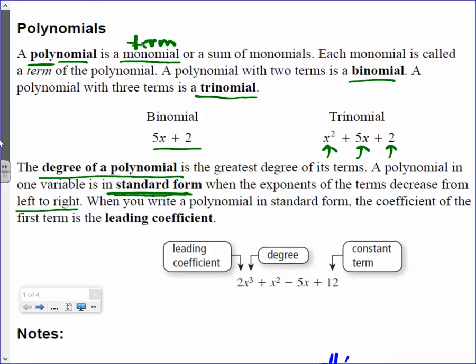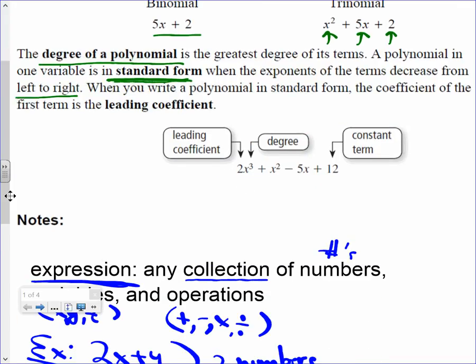But the word coefficient, check it out. The word coefficient is just a fancy schmancy word that means the number in front of a variable. The lead coefficient here is 2. The coefficient there, the number in front of the x squared, is 1, even though we don't see it. The coefficient here is -5. So whenever I see the word coefficient, it's just the number in front of the variable. That's all it means. Nothing more, nothing less.